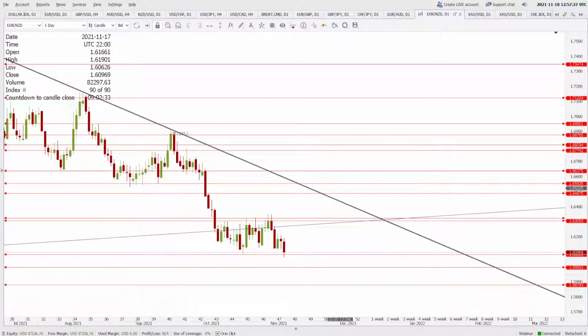less likely to hold. But if it holds, then the buyers may again try to push the price back to 1.6305 area. But if it fails and the price closes below 1.6080, then the level of 1.5995 will be exposed in this market. So right now the price has a support at 1.6080 and resistance at around 1.6305 to 1.621 area.